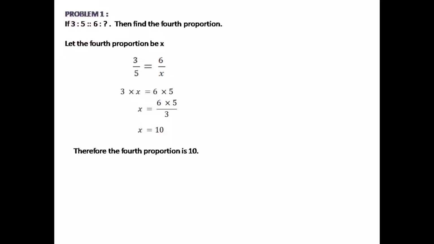If 3 is to 5 proportion to 6 is to what? Then find the fourth proportion. Let the fourth proportion be x. 3 by 5 equals 6 by x. That is 3 into x equals 6 into 5, which gives x equals 6 into 5 divided by 3. We get x is 10. Therefore the fourth proportion is 10.